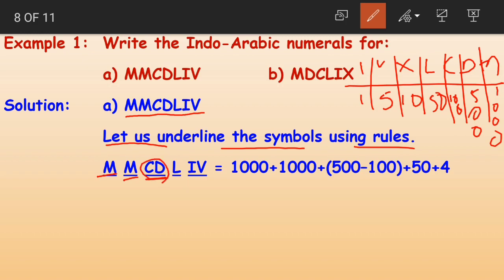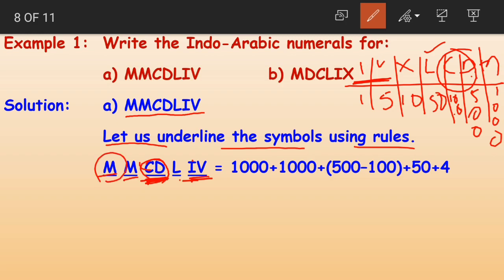Now when I say CD here, look at this. C is the smaller number, D is the greater symbol. The smaller symbol is to the left of the greater symbol. So we have to subtract these two. So we have underlined it together as we have to subtract it. Then we have L. Okay, good. And then we have IV. Again, in case of IV, I is less than V. It is on the left side. So we have to subtract both the symbols.